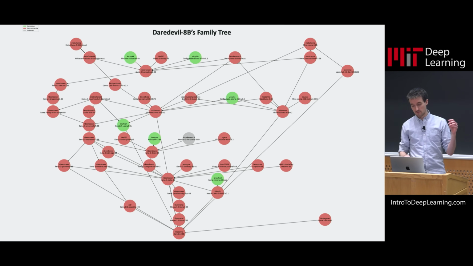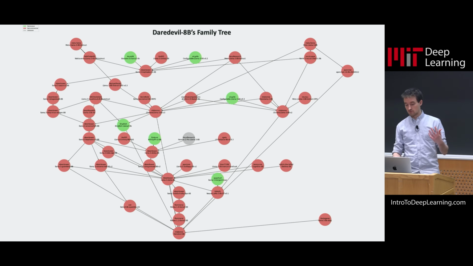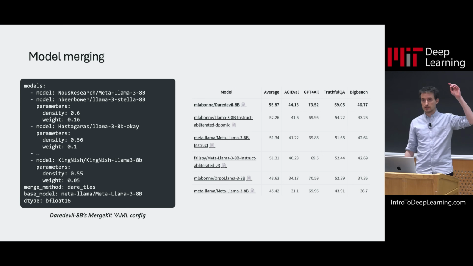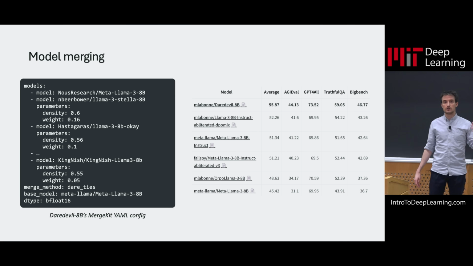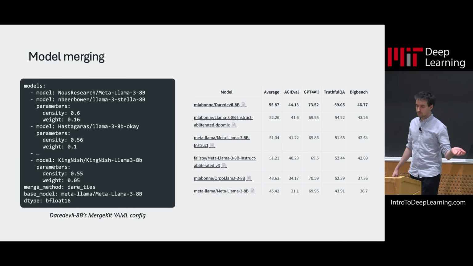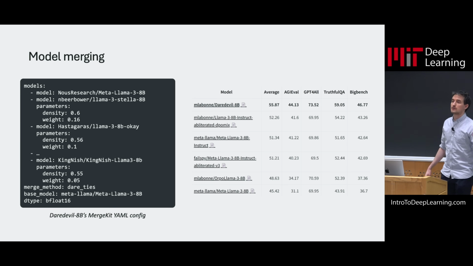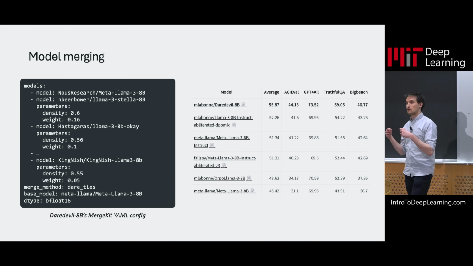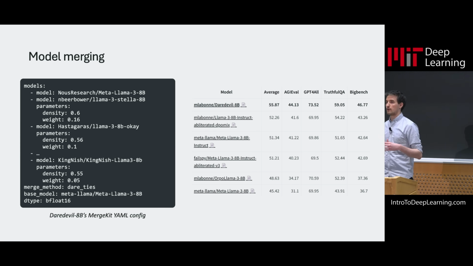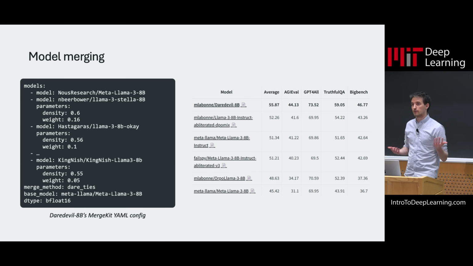So here you see the family tree of Daredevil 8B, and indeed, to make that, you see the configuration that I've used on the left. There are different models. This is a configuration using YAML with MergeKit. And you have parameters like density and weight. Density will tune the parameters that you retain, because with TIES, you don't want to keep all of them. And weight is really about the weight of the combination of the different models.